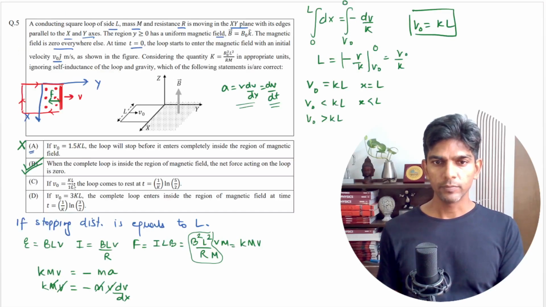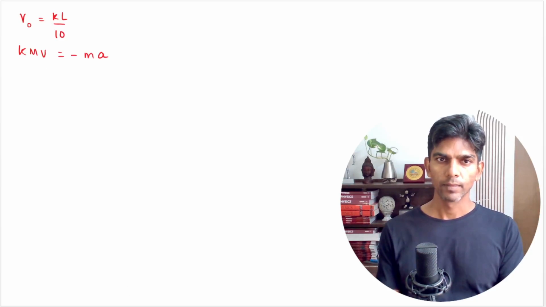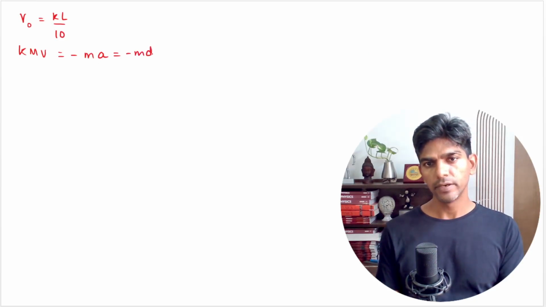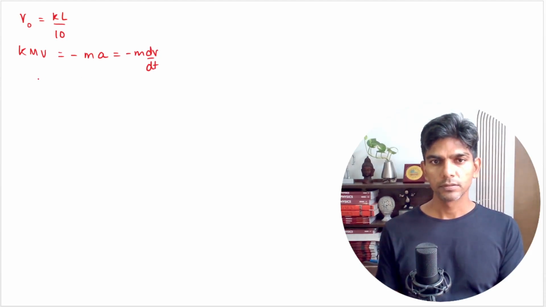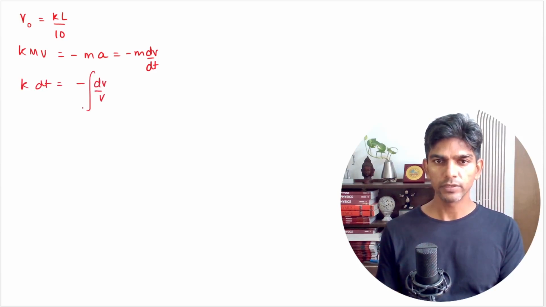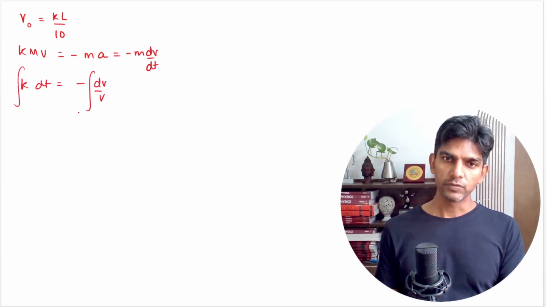And for the third part, we have to find the time. So we can write acceleration as dv by dt. From this, m will get cancelled out. So k times dt is equals to minus dv by v. Now let us integrate this. So velocity is varying from kl by 10 to 0, and time will be from 0 to t.